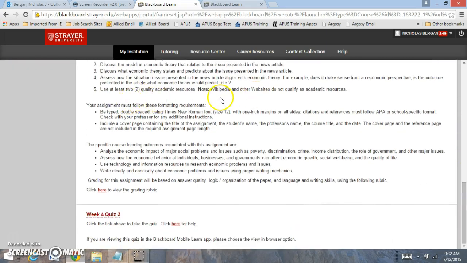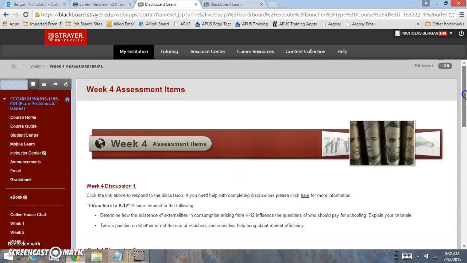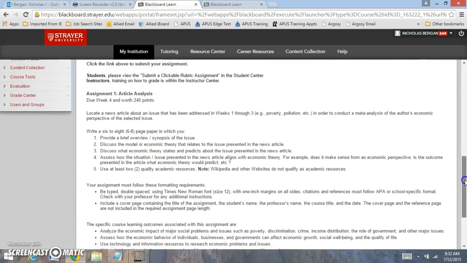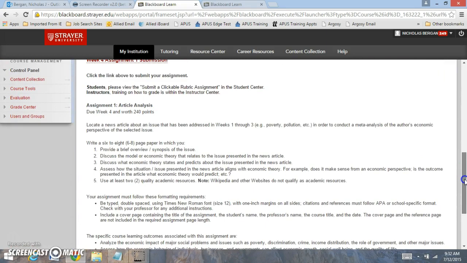Your assignment must follow these requirements. Must be APA formatted. Must have a title page and a reference page in APA formatting. Must use proper citations. I'm also going to attach an example of this in terms of a template in the preparation.